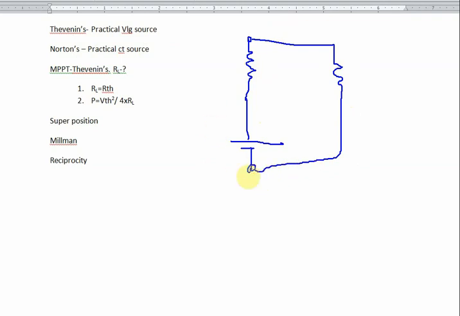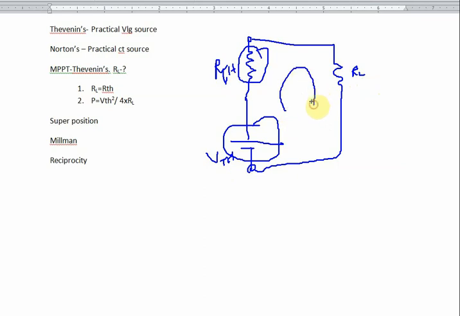That's all. There are three steps. Step number one, you will find out the VTH. Then step number two, you will find out the resistance, that is called RTH. Then, when the problem is given and RL is available, you simply write the RL value. After writing that, you proceed to step number three.